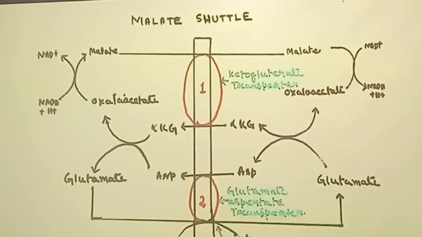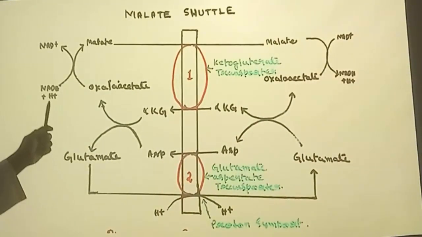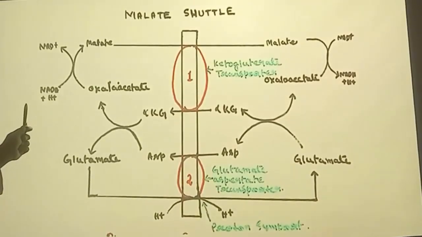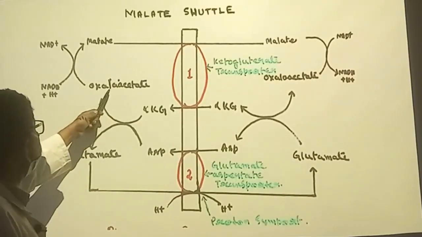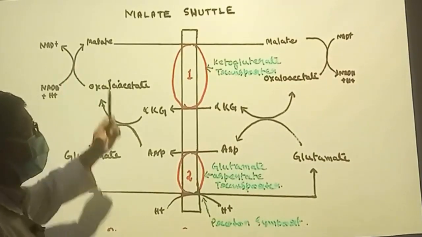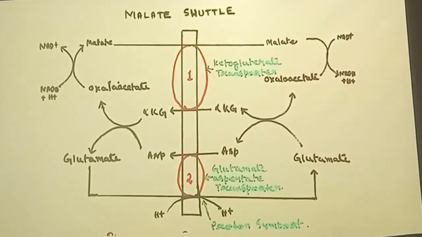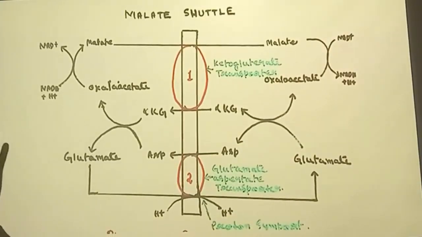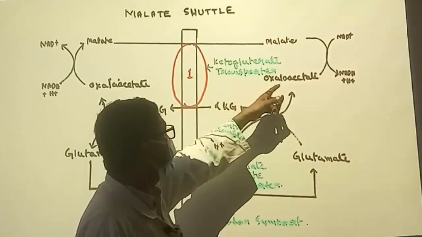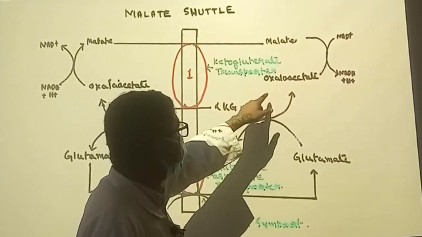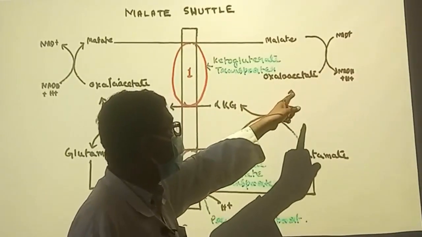Next, another shuttle is the malate shuttle. In this malate shuttle, NADH plus H plus is oxidized whenever oxaloacetate is converted to malate, and malate also has transporters through the inner mitochondrial membrane. Not all molecules do. These are the two molecules, glycerophosphate and malate. The malate goes inside and is converted to oxaloacetate again, making NAD plus to NADH plus H plus.